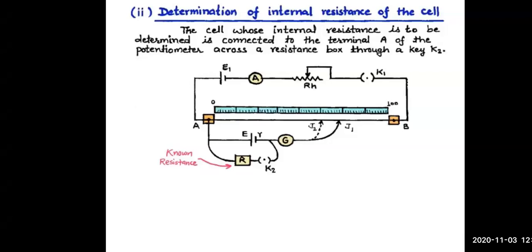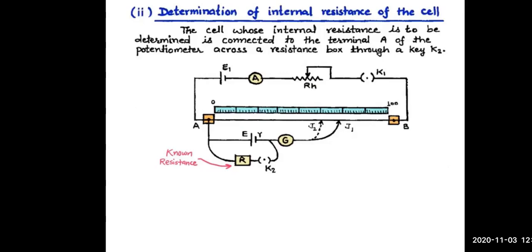Okay children, this is your next topic, that is potentiometer, and in that this is the second application. What is potentiometer? Its principle, working, and the first application, that is comparison of EMF of two cells, we have already done. Now we are going to continue with the second application, and that is to determine the internal resistance of a cell, right? Internal resistance, we are very well aware of internal resistance, right?